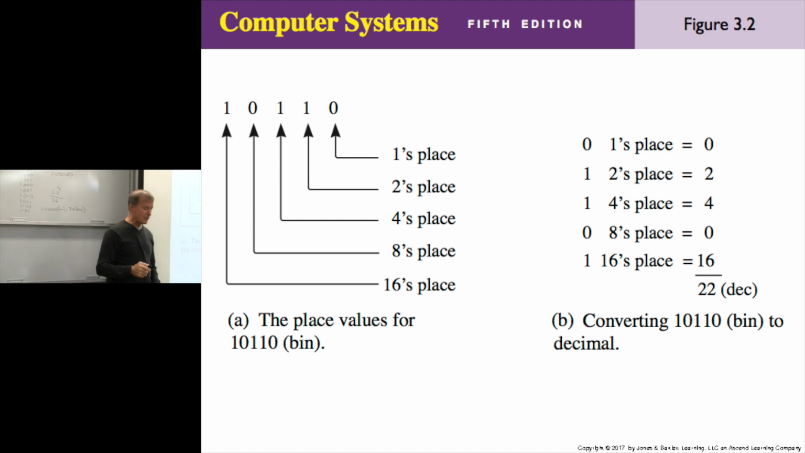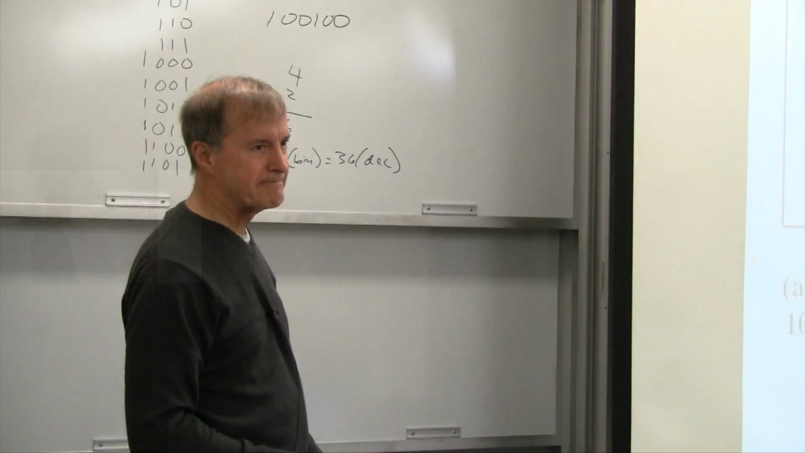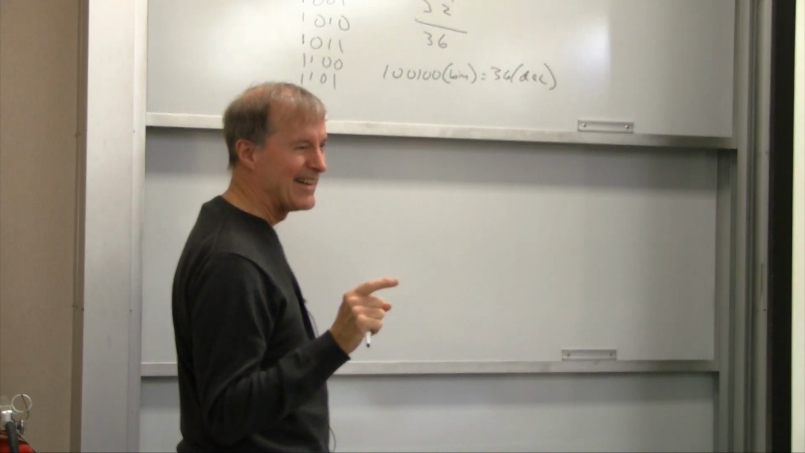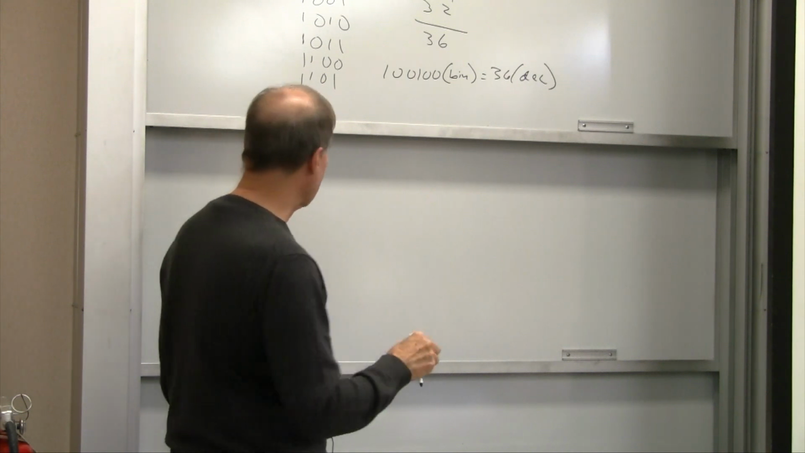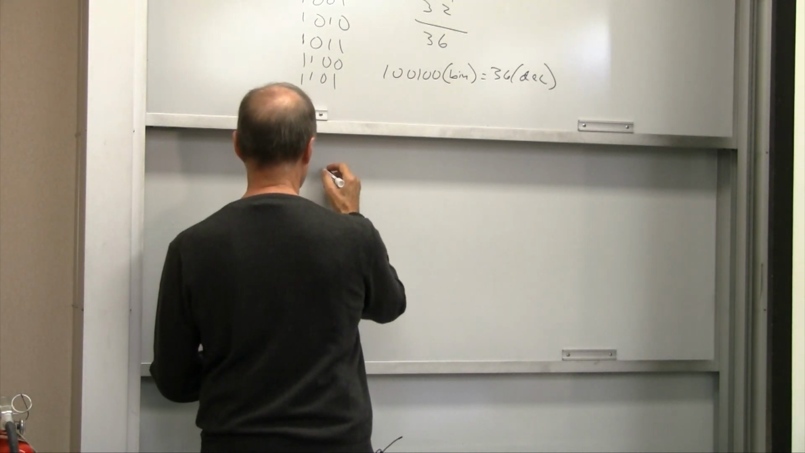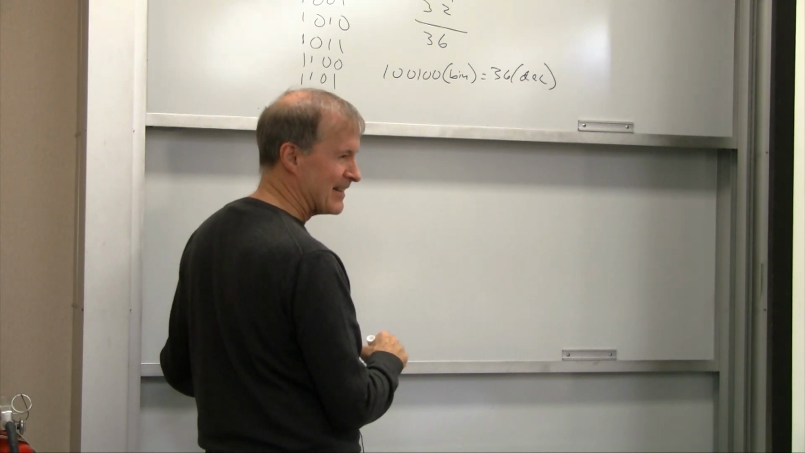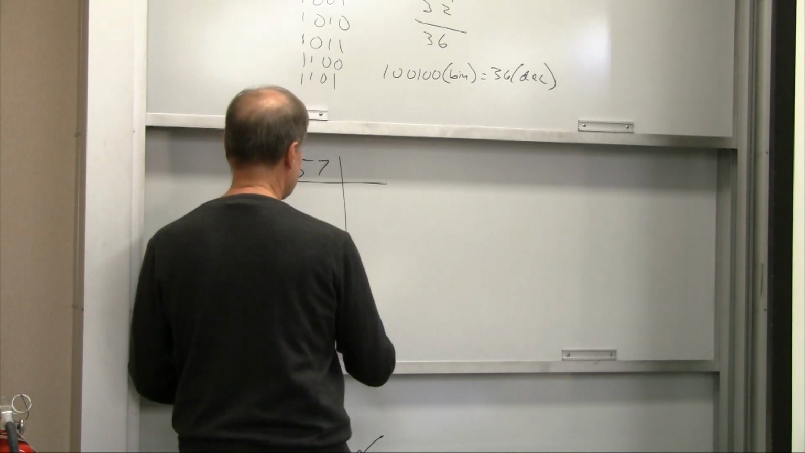But now how about going the other way around? In figure 3.2 there's an example converting to decimal. Now, suppose you want to go the other way around. Suppose we have a number like, let's just say, pick a number. 5,000. Well, 5,000 is too big. Come on, give me a break. 57. Okay, 57 is the number.